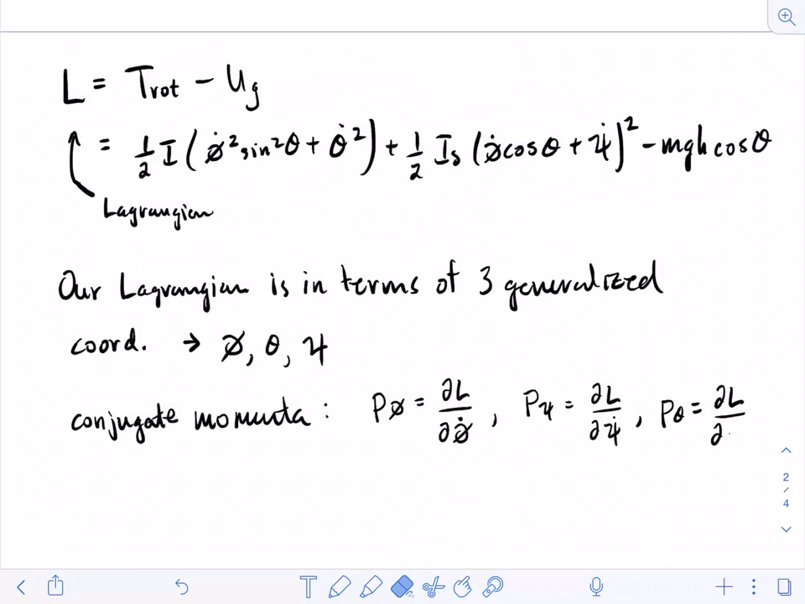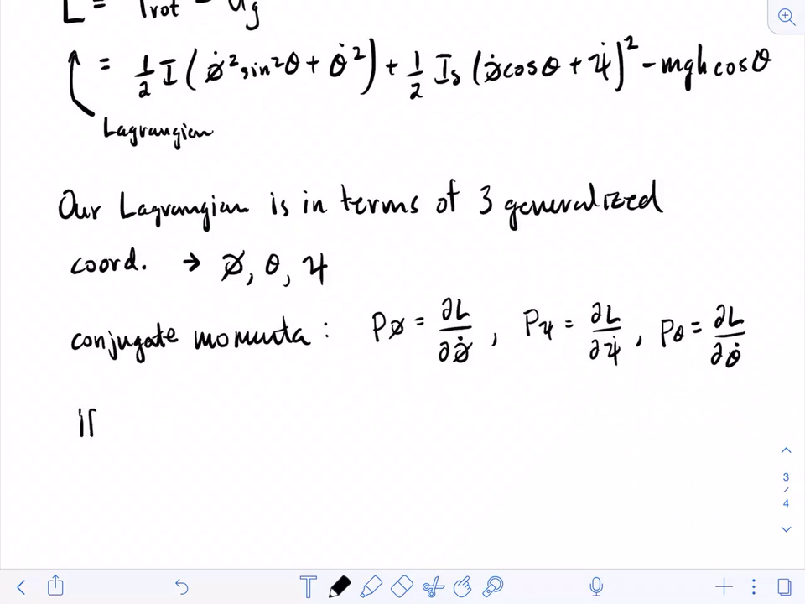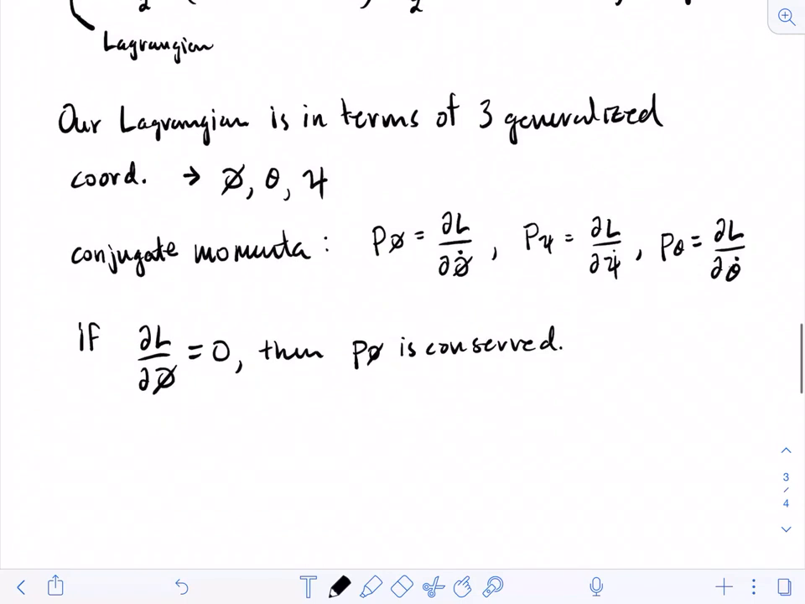And if you recall, we had this condition that if, say, dL/d phi was equal to 0, then this conjugate momenta is conserved. It's easy to see where that comes from.